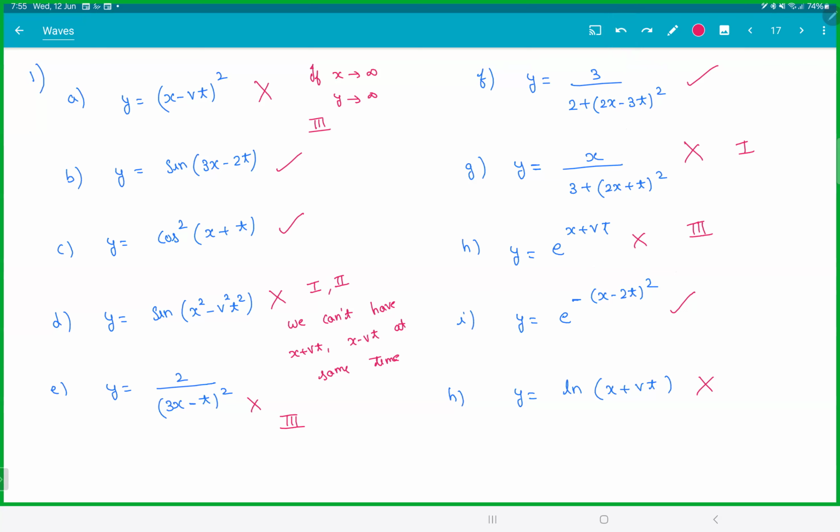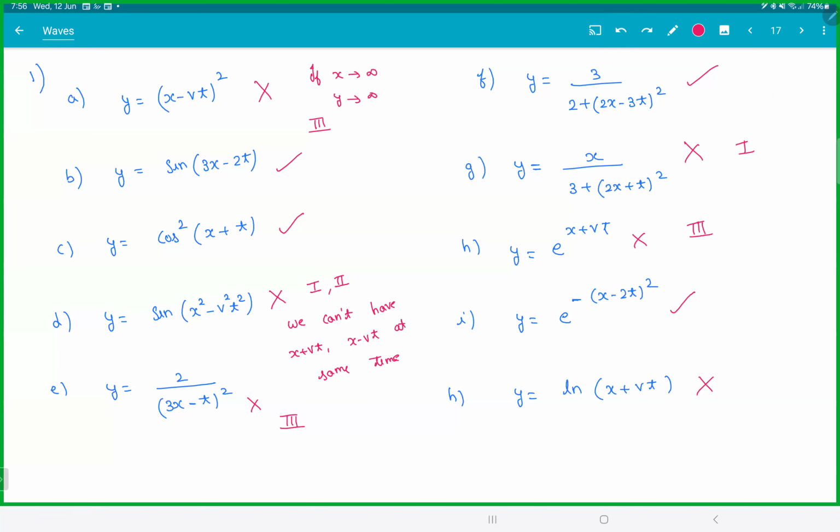Clear with this question, everyone? Is anyone not convinced with anything in particular, especially the fourth, which is slightly confusing because people think x plus vt, x minus vt, both are there. That is a problem. For example, look at this here. If I put 2x minus 3t equal to z, this will be 3 by 2 plus z square. See, there is no x and t anywhere. So the entire x plus vt should be one term. Clear with this?